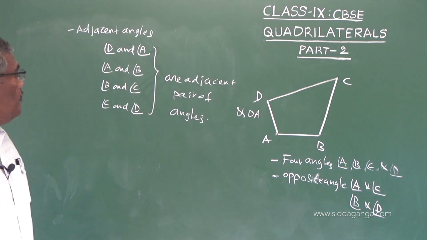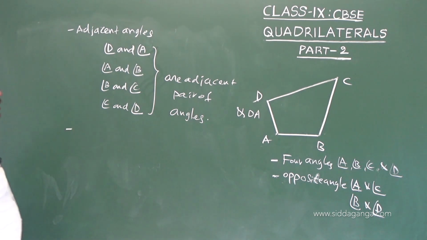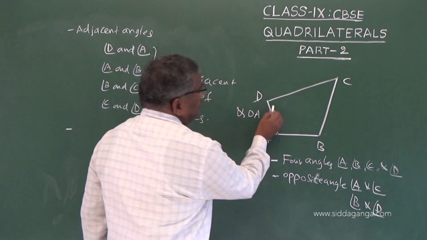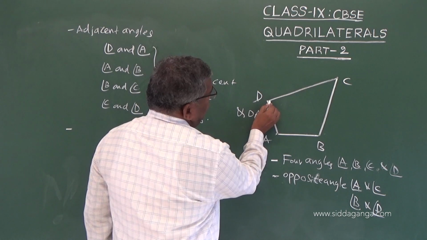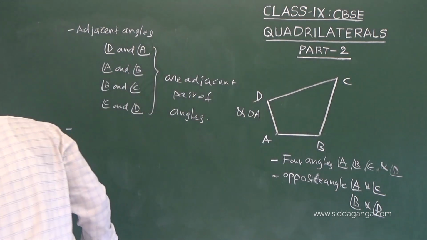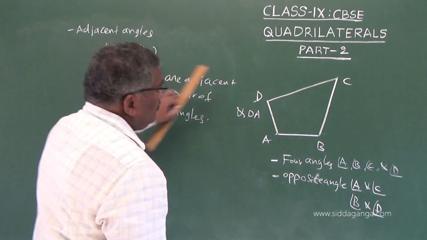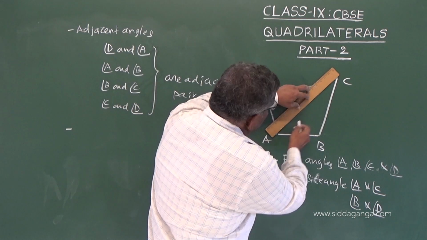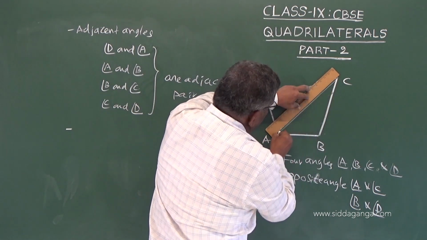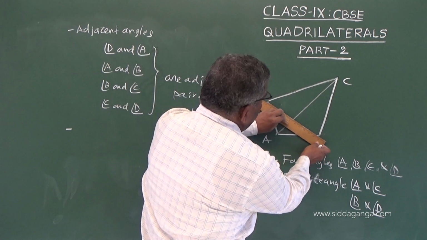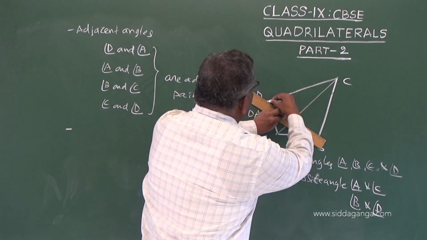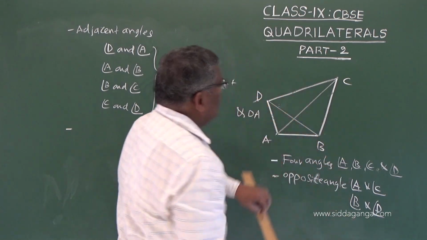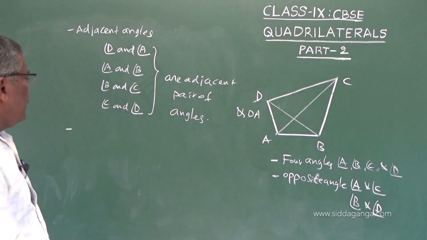Now, next comes, there are two diagonals in a quadrilateral. If you join A with C, I will join this. You can see here, this is a diagonal, and I will join B with D. These two lines are known as diagonals in a quadrilateral.